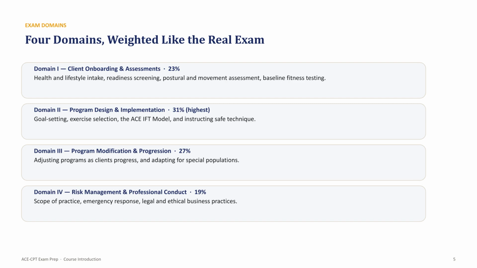And Domain 4 is risk management and professional conduct, worth 19%. This covers scope of practice, emergency response, and legal and ethical business practices. Keep these 4 domains in mind. They're the lens this entire course is built through.